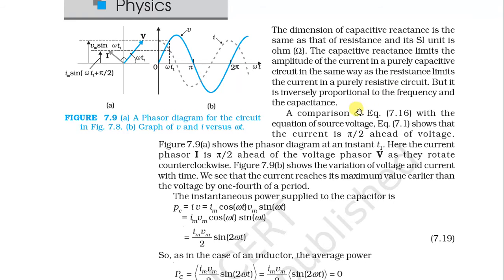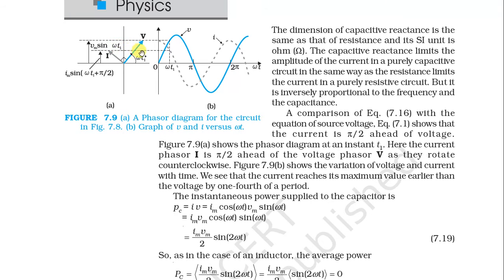So for comparison, we have shown previously that V is equal to Vm sin omega t, the source voltage equation, so that the current is pi by 2 ahead of voltage. In the previous case, the AC voltage applied to an inductor, we got I is equal to Im sin omega t minus pi by 2. Here we have sin omega t plus pi by 2. It means we are adding 90 degrees with respect to voltage, so we are adding pi by 2 to the value.